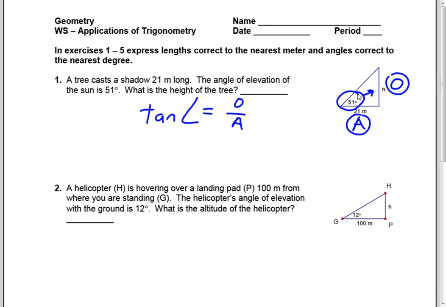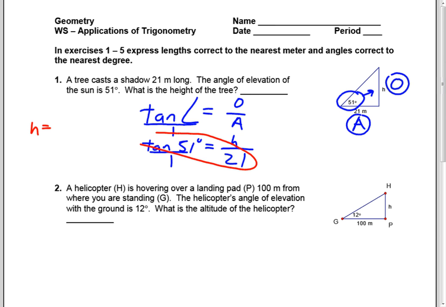I told you to put this over 1 to make it a little simpler if you have trouble coordinating your equation manipulation. Then fill it in. Tangent 51 equals H over 21. When you cross multiply, you will get H, and you will get this times this. Put it in this order. Put the 21 first. Put a box around this.